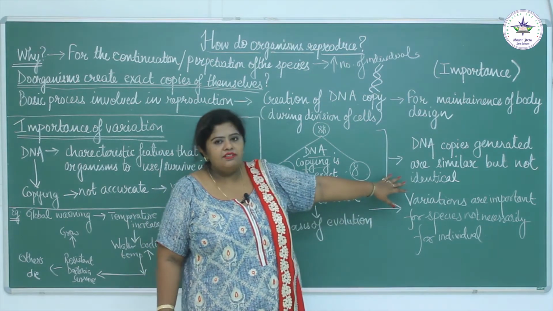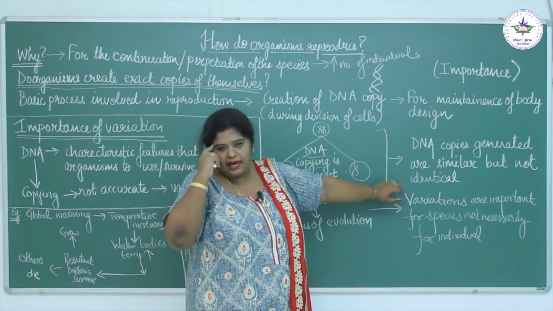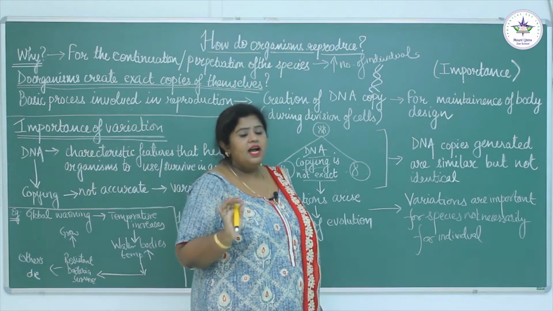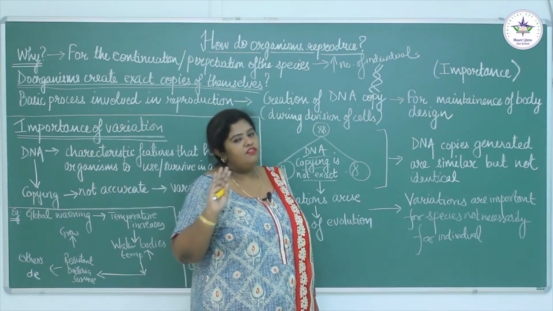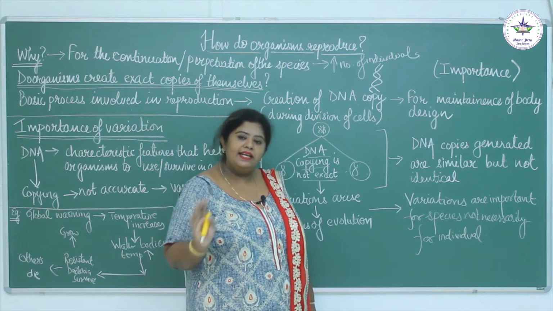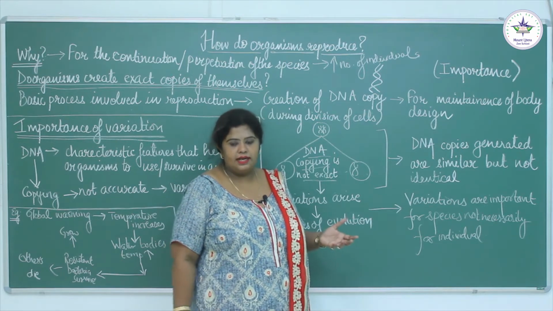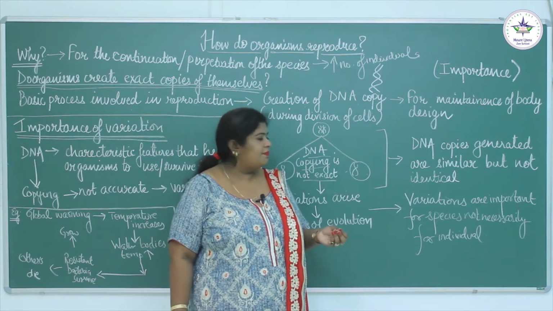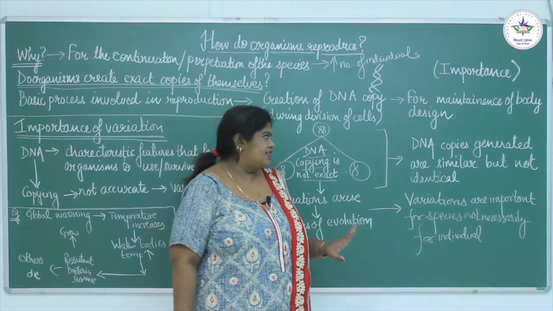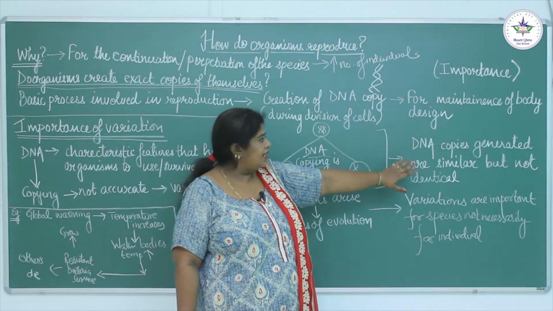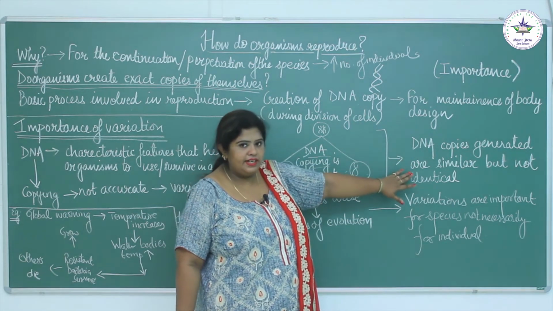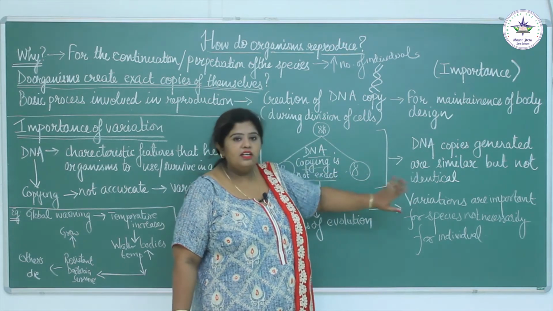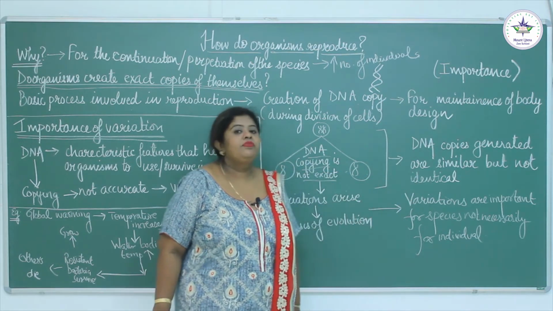And now in your mind the question would have arisen as to how twins are produced. We'll talk about them at the end of the chapter once you understand how actually the progenies are being produced in case of human beings. So now you need to understand the DNA copies generated are similar, but these are not identical.